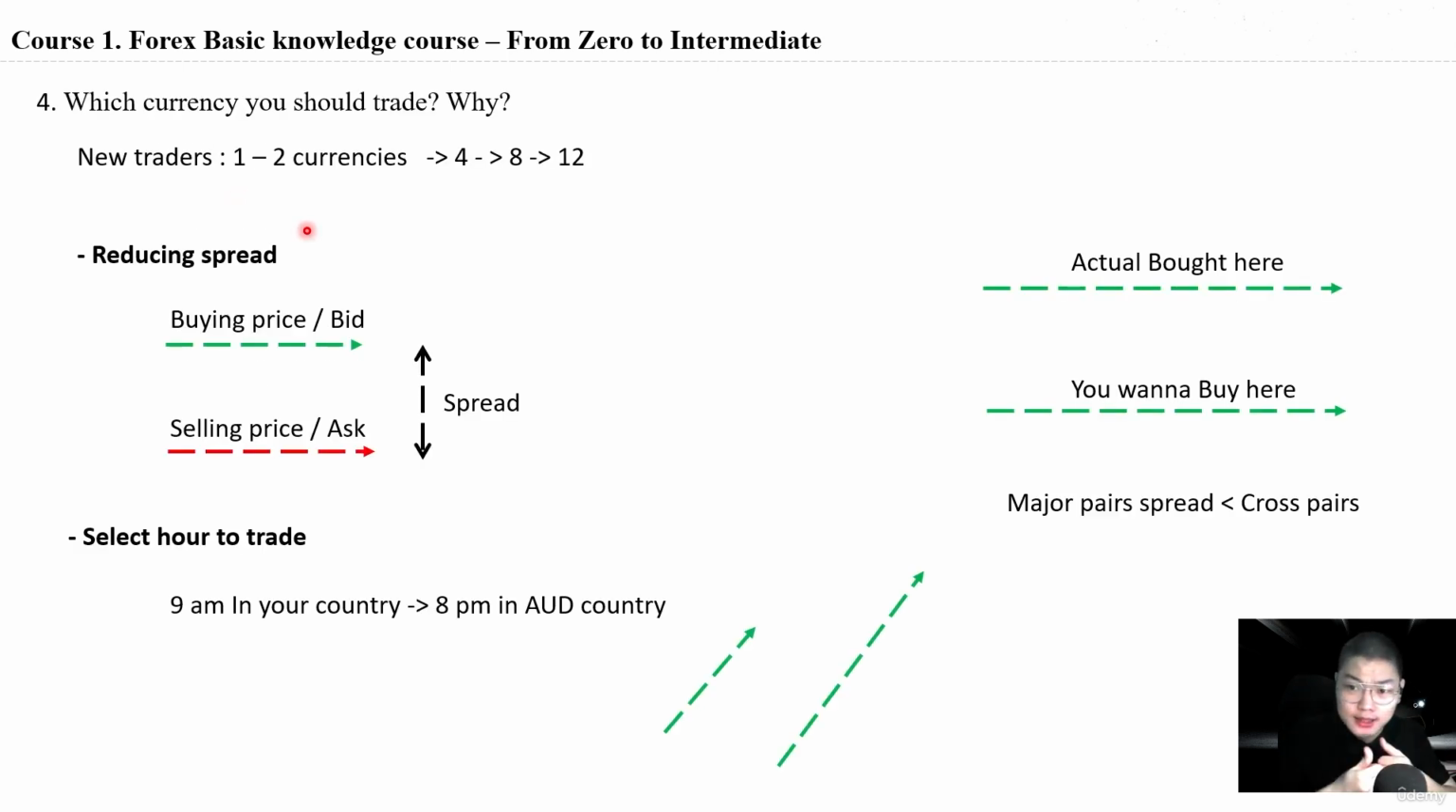And the last one: why you should trade a weak currency, and the reason why. First of all, I highly recommend that new traders only focus on one to two main currency pairs first, because as you gain more experience in trading, you will have the ability to control more currencies in your portfolio. When you have more knowledge, you can increase to 4, 8, and 12.